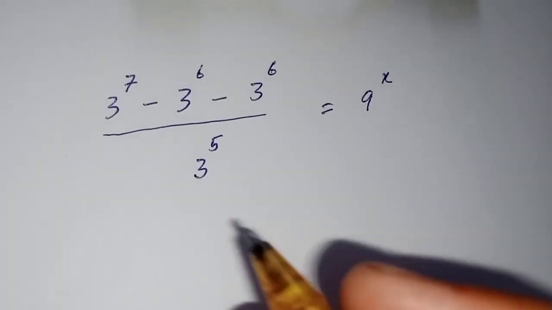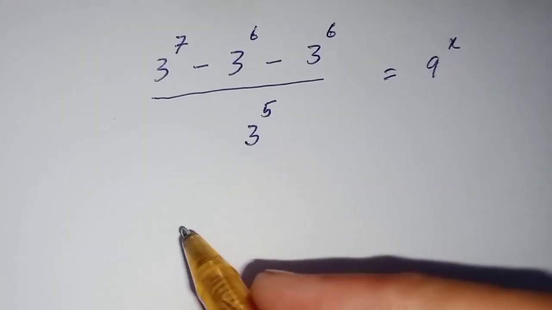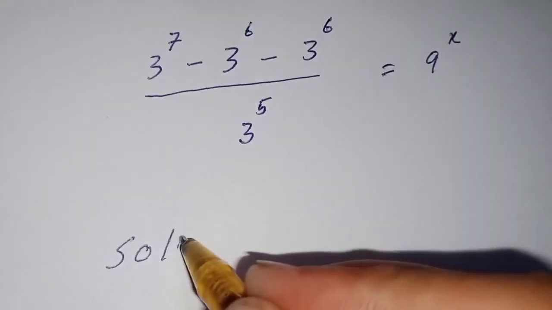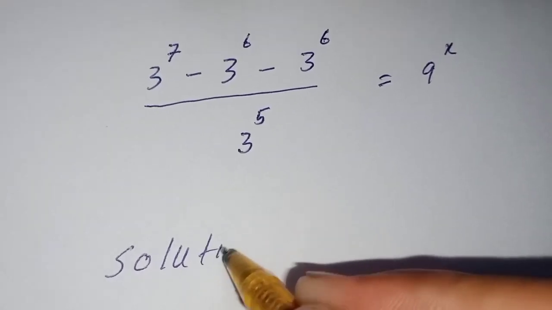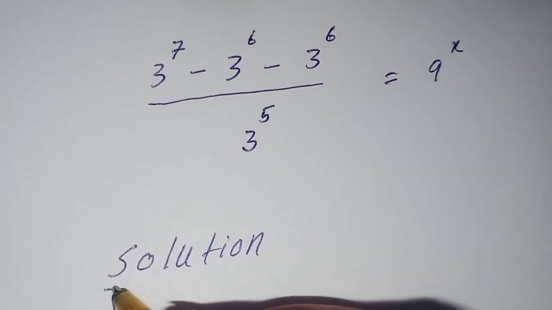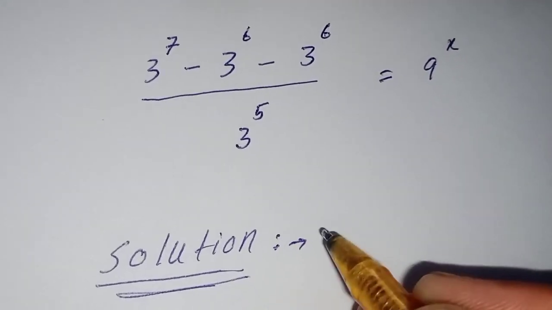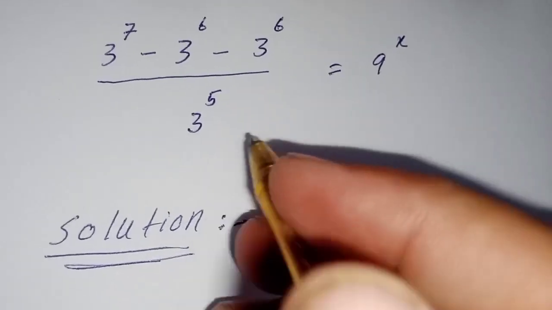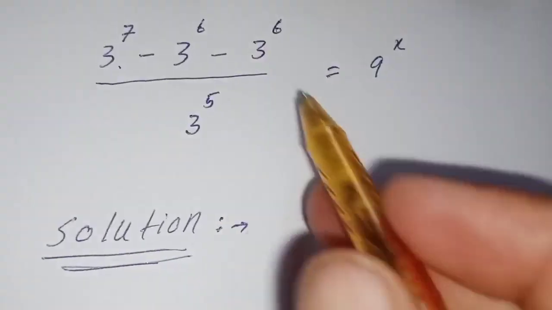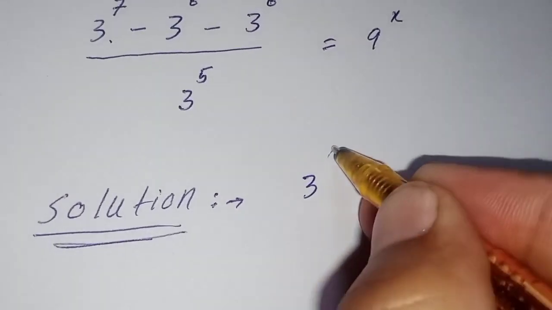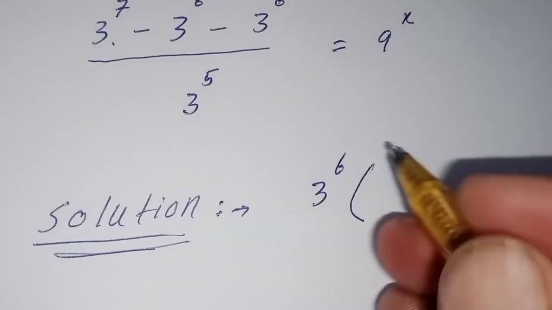How to solve this equation for x: 3^7 - 3^6 - 3^6 divided by 3^5 equals 9^x. So we take 3^6 common because the higher power is 7.